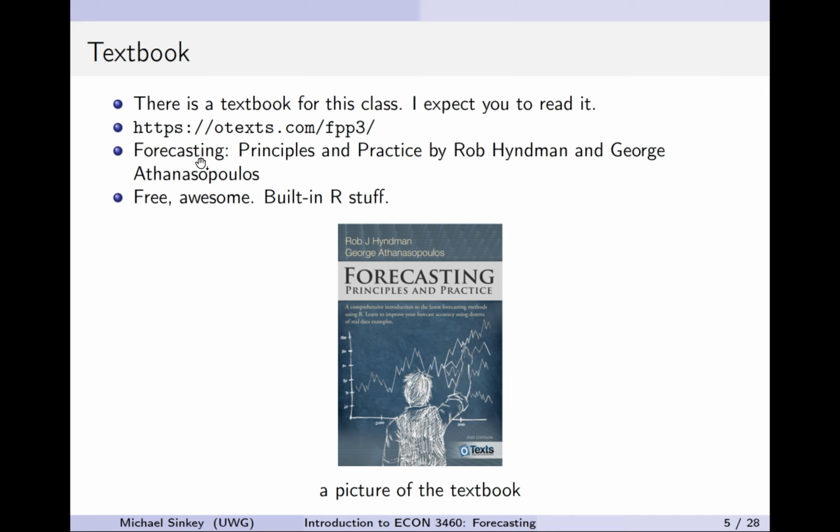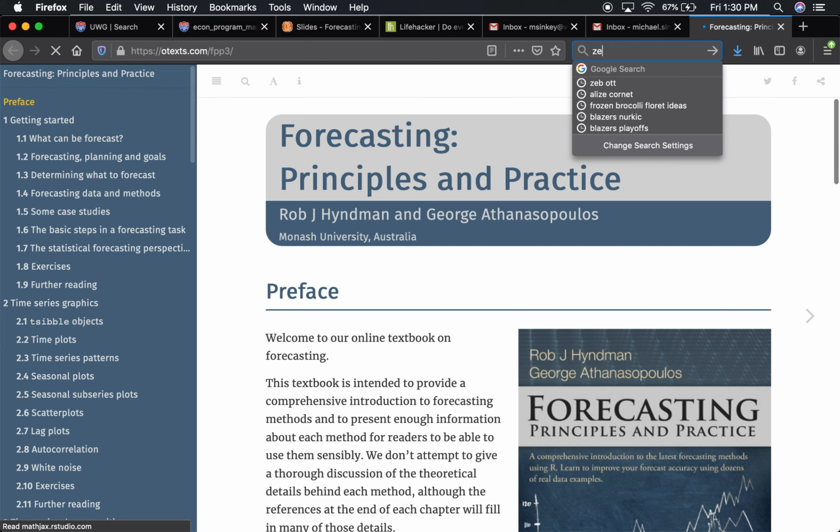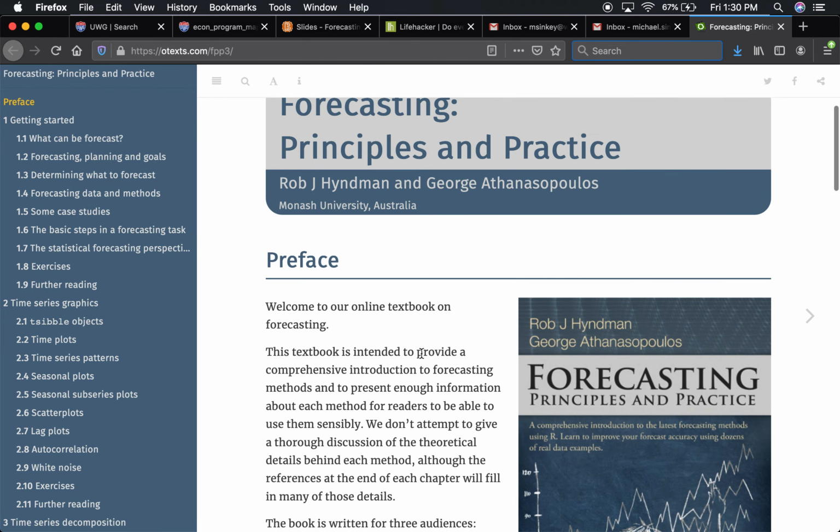Okay, so there is a textbook for the class. I expect you to read it. This is the latest version of Forecasting Principles and Practice by Rob Hyndman and George Athanasopoulos. Let's just pull it up here. You can see the book is right here.